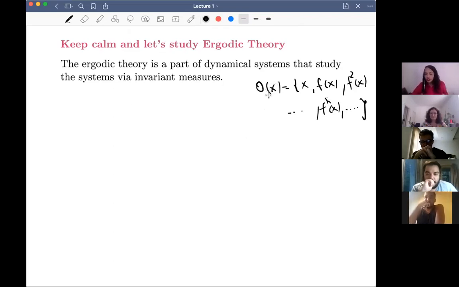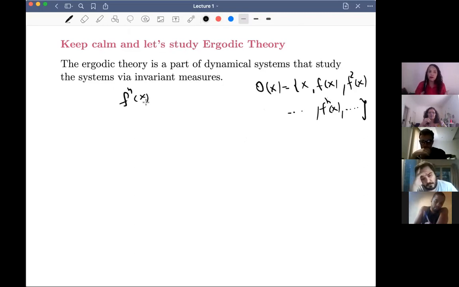So ergodic theory says, well, we want to understand f^n. So let's understand the asymptotic behavior of these points, but not for all the points. Let's choose some points in the space that are enough to understand. How do you study these points?